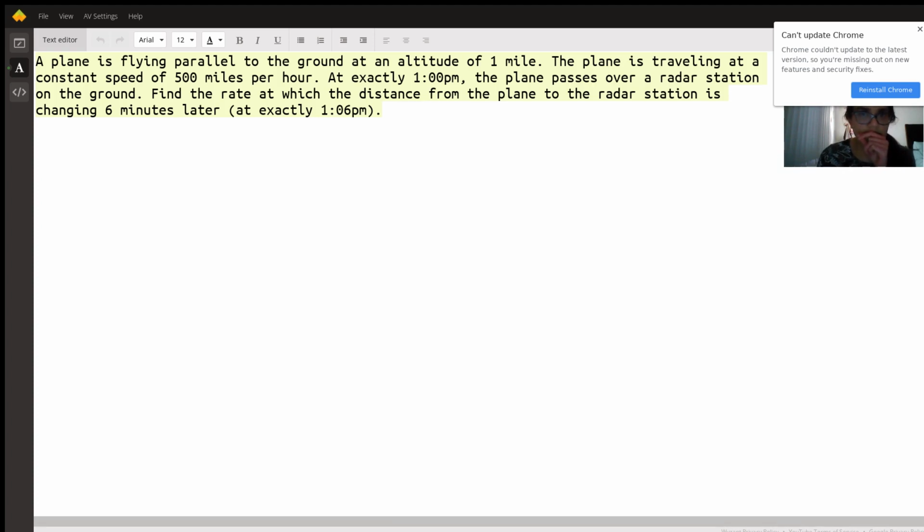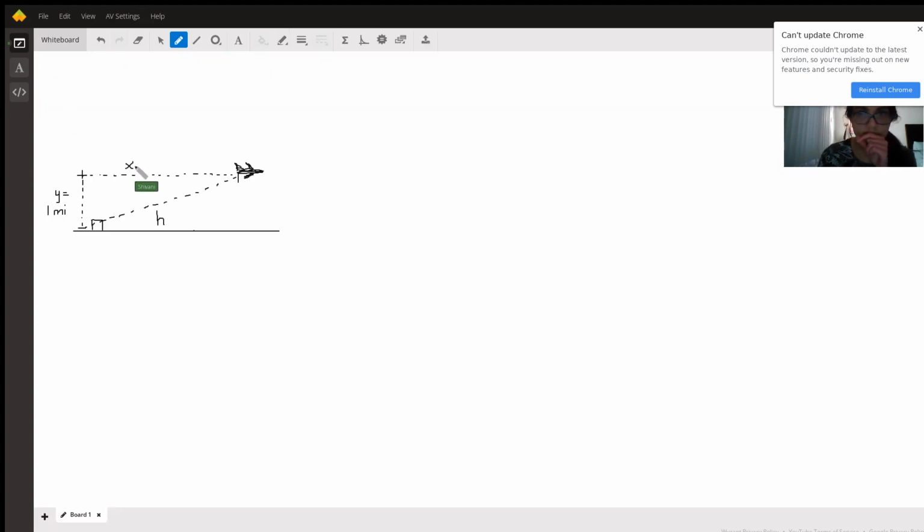So I have drawn out the scenario here. This right here is the horizontal distance between the radar station down here and the plane, and I called it X. Y is going to be the vertical distance, which is constant at 1 mile, since according to the question, that's the altitude of the plane. And then H is going to be the total distance from this radar station right here to the airplane right here. I know that's not the best drawing of an airplane, but I tried.